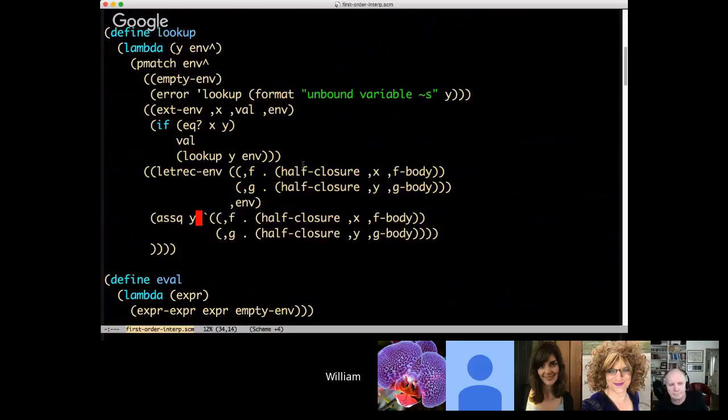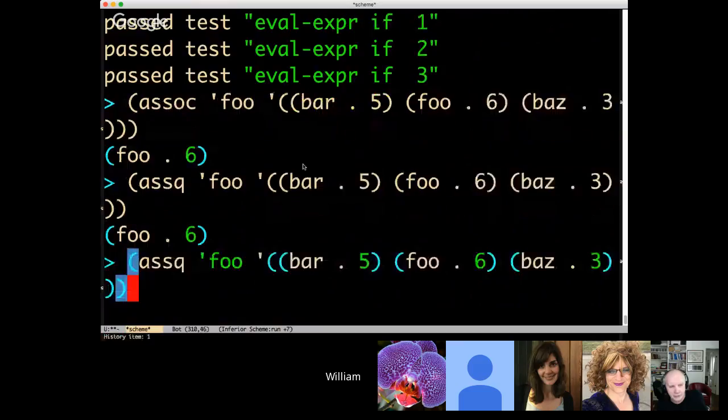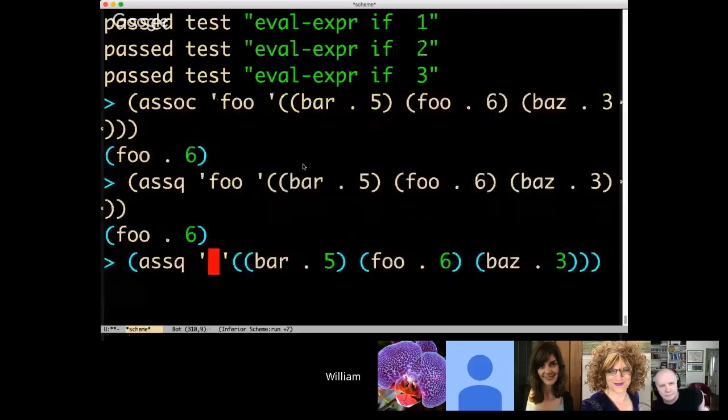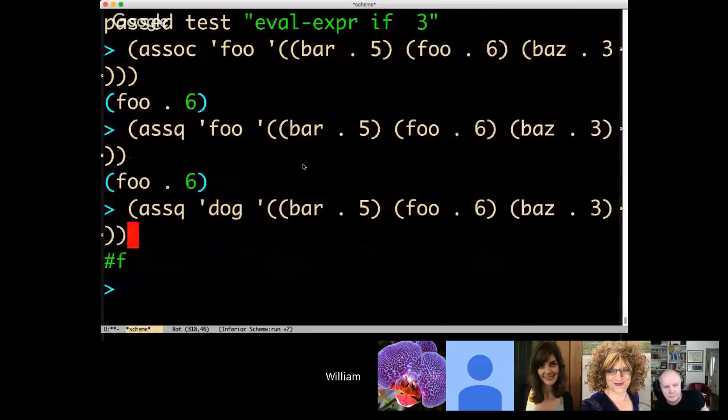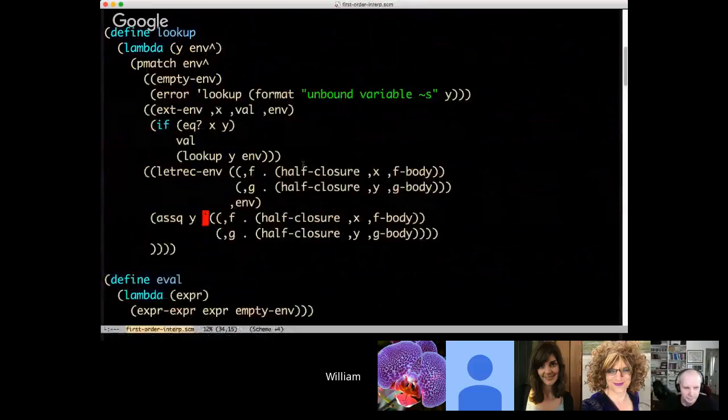Otherwise, we're just not finding it. You're going to get back the pair, F dot, and then a half closure. We're going to either get back F dot half closure, G dot half closure, or we'll get back hash F, which means that we didn't find it. So if we look up a symbol like dog, which isn't in the association list, we'll get back hash F saying couldn't find it. Right. So we could get 3 values back.